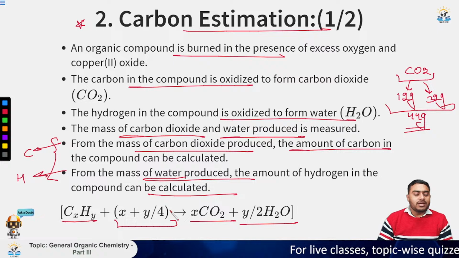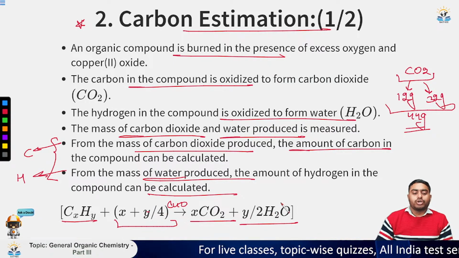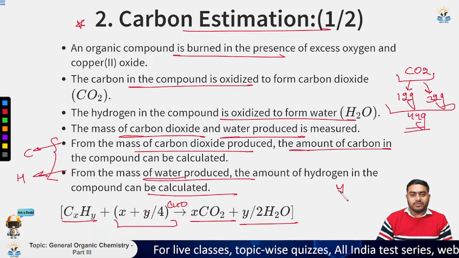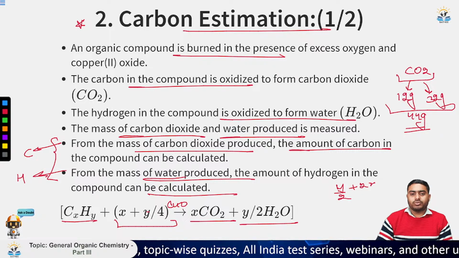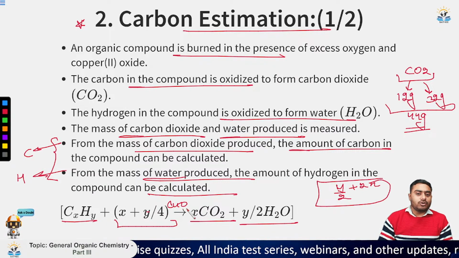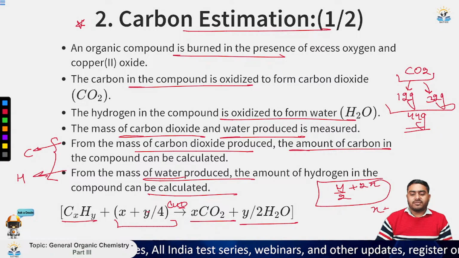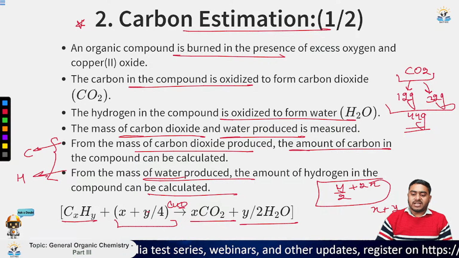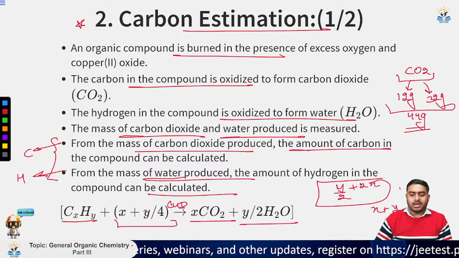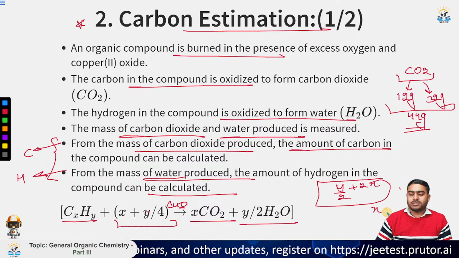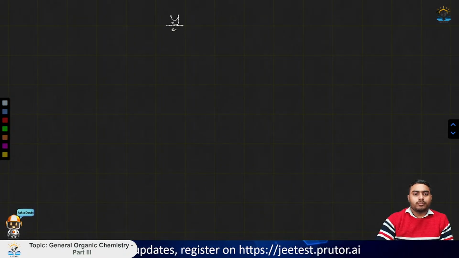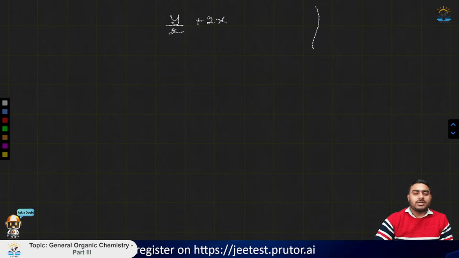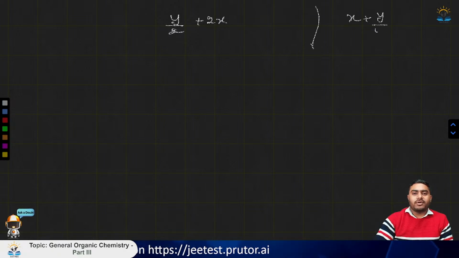So CxHy reacting with (x + y/4) CuO gives x CO2 plus y/2 H2O. If you want to check the balancing, check the oxygen: on the right side the total oxygen is y/2 plus 2x, and on the left side it is x plus y/4.